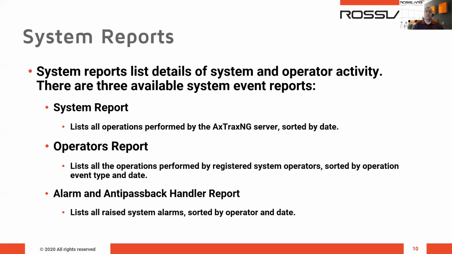Operators reports: this lists all the actions done by the operator. For example, handling an alarm, editing a user, editing an access group, logging into the system, etc. This report is sorted by operation events, type, and date. And alarm and anti-passback reports: a list of all raised system alarms, sorted by operator and date.